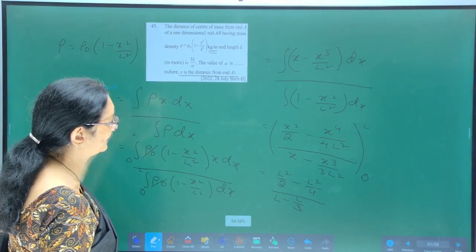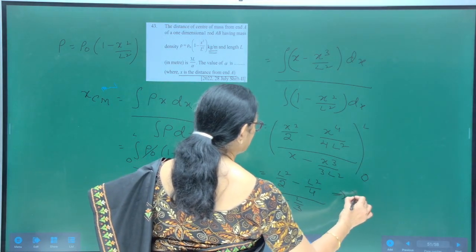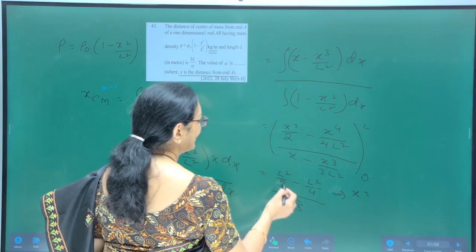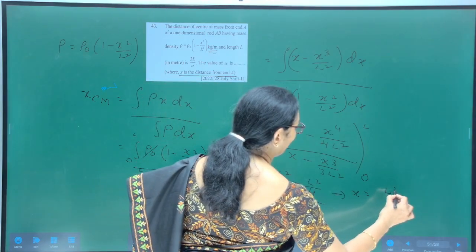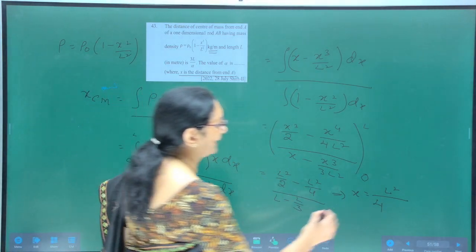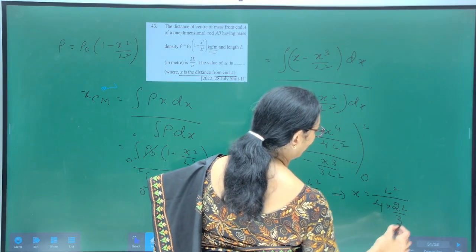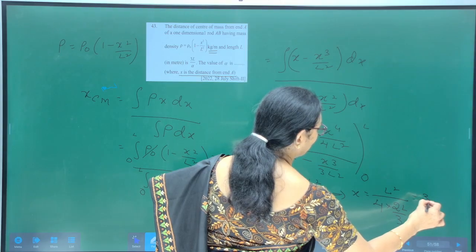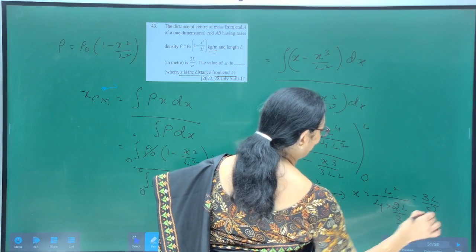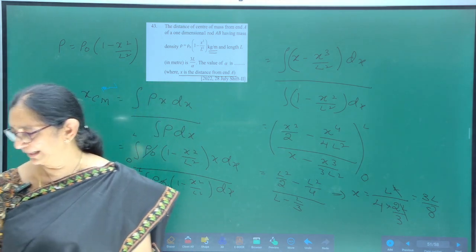Now, let us simplify this. This implies x is equal to L square by 2 minus L square by 4, which is L square by 4. L minus L by 3 is 2L by 3. So, here this is equal to 3L by 8. One L gets cancelled, it is 3L by 8.